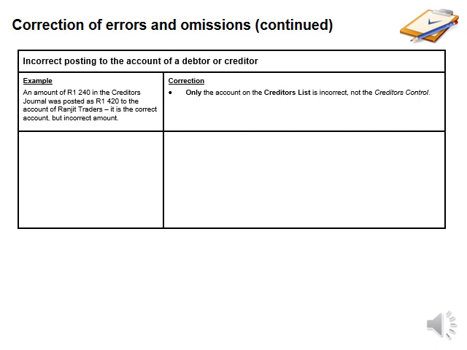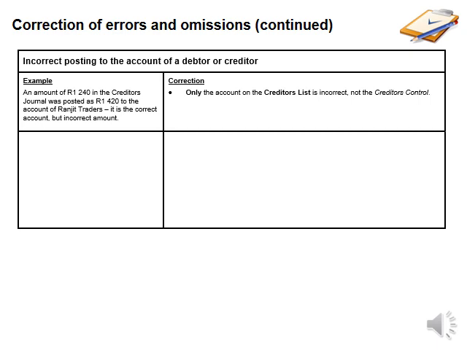Now, what does the creditors journal record? What type of transaction do we record there? Credit purchases. What does credit purchases do to our account? We will owe them more, so it increases the account. Now, it should be increased with 1,240, but it was increased with 1,420. So it was increased with too much. So the amount is overcast.